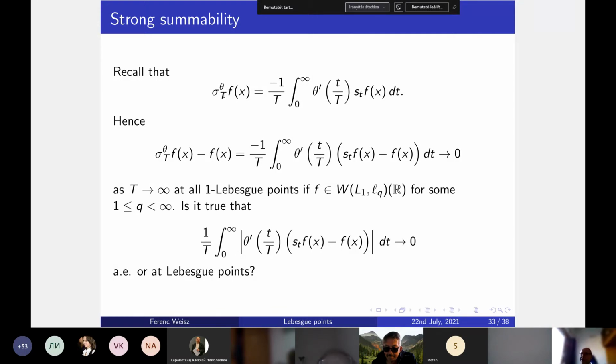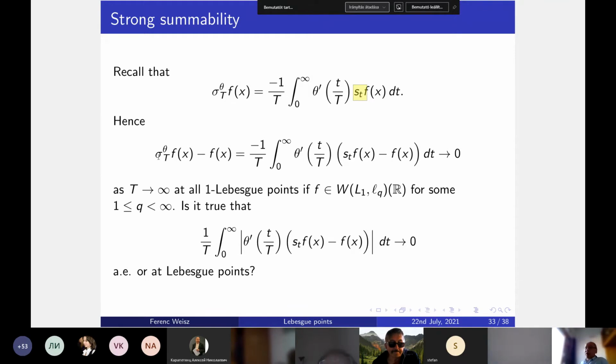The definition of the theta means, so I will speak about strong summability of one-dimensional functions. And to prove these theorems, I used the previous theorems. The strong summability is again a hard topic of harmonic analysis, I think. So the theta means can also be written in this form. Here is the derivative of theta. Of course, I suppose that theta is differentiable, and here you can see the Dirichlet integral SDF.